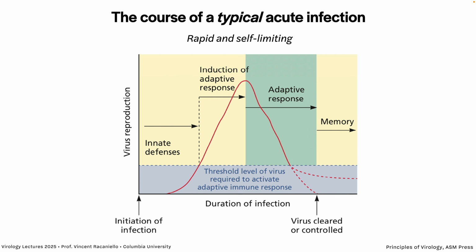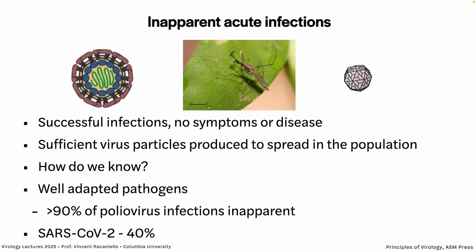But typically the peak of virus reproduction occurs before adaptive responses kick in, and in fact, they play little role in clearing virus. It's more likely that the innate response plays a big role in how far it will go. And then, of course, the virus is cleared or controlled, and then we have immune memory, as we talked about. An important feature of acute infections are inapparent acute infections.